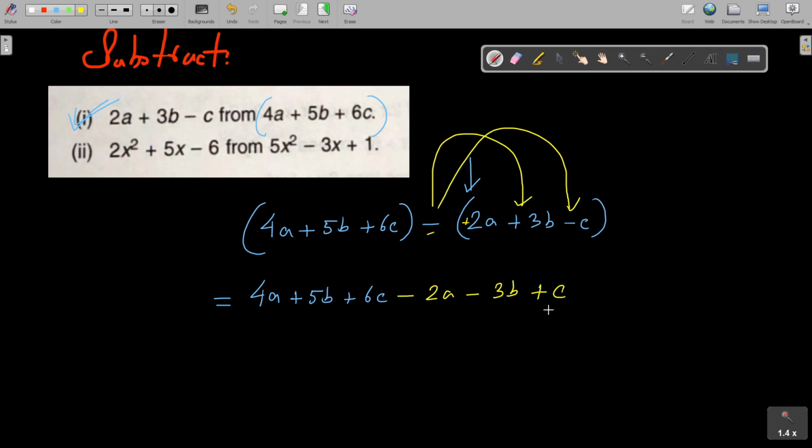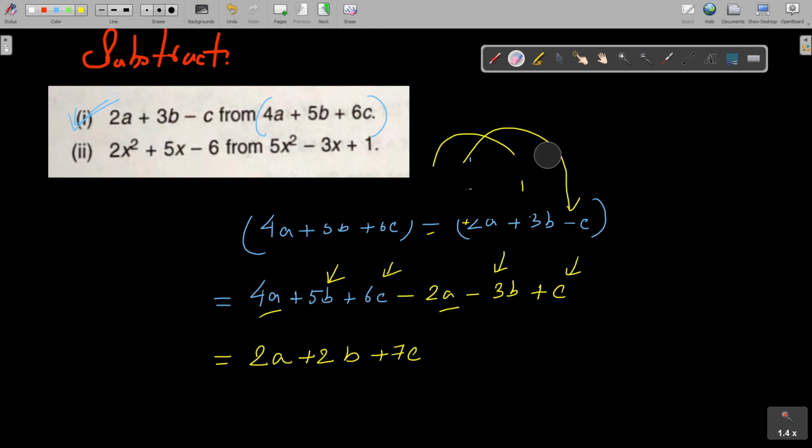Now it's quite similar to the addition question. We'll see the similar terms. A over here, a over here. 4a, 2a. 4 minus 2 is 2, so it's 2a. 5b minus 3b. 5 minus 3 is 2, so 2b. 6c plus 1c, 6 plus 1, the answer is 7c. Very easy. Let's try the column method.